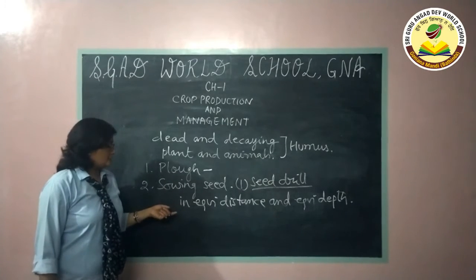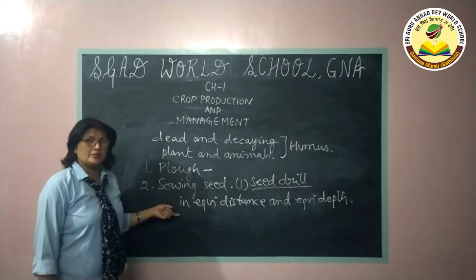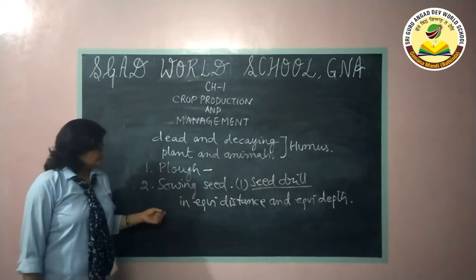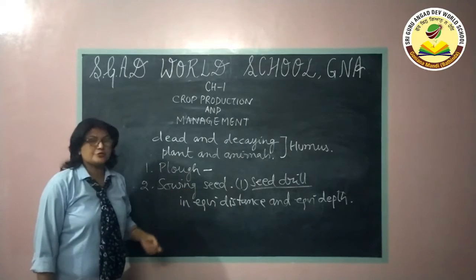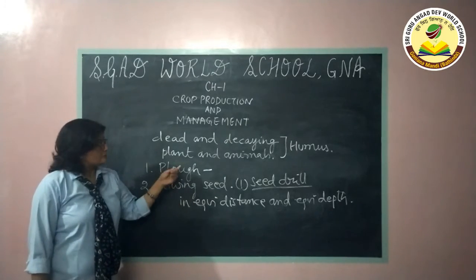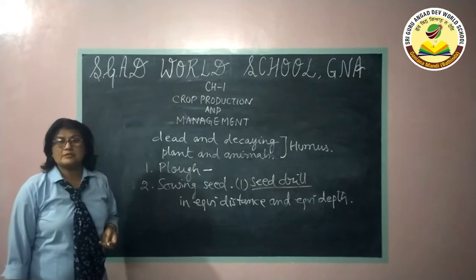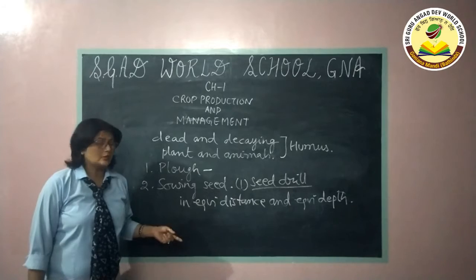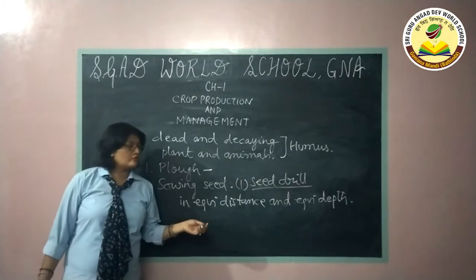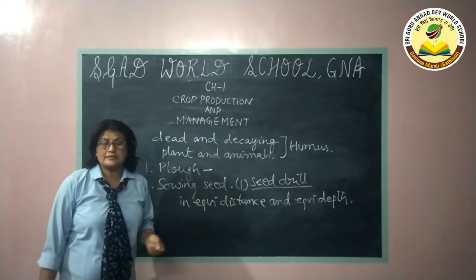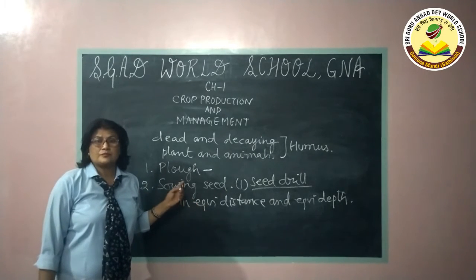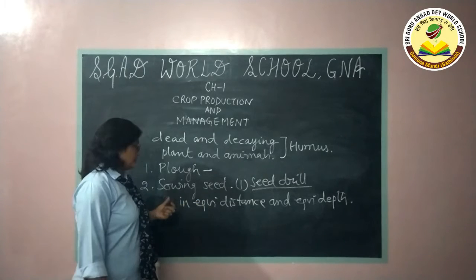It is necessary that the seeds be sown in equidistance and equidepth because each plantlet should get proper sunlight, water and air for their proper growth. If overcrowding or overlapping of seeds is there, then there will be death or improper growth of a seed.